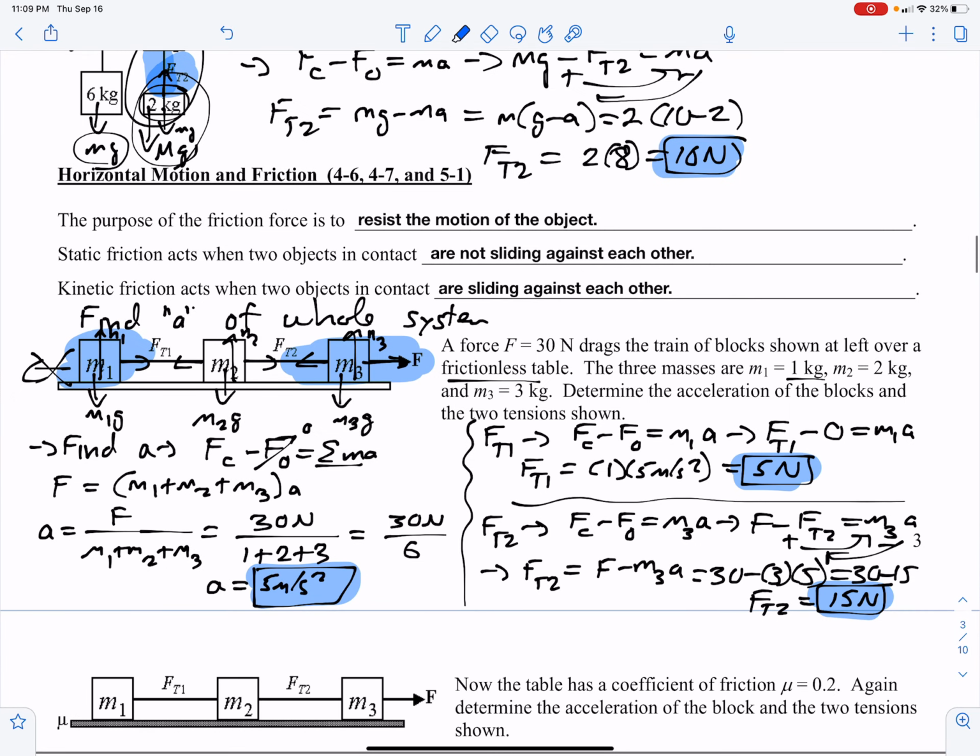I think that should make sense. It should make sense that tension 1 is going to be less because it's only pulling one block. Tension 2, on the other hand, is pulling 2 blocks. Pulling more mass is going to pull the rope tighter.